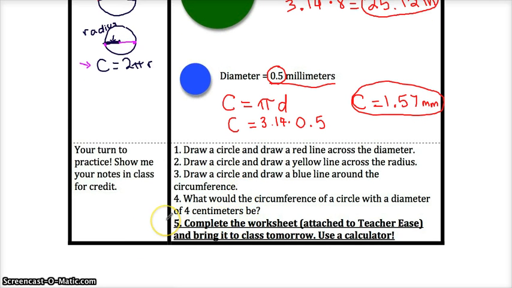And then lastly, I want you to complete the worksheet that is on Teacher Ease and bring it to class tomorrow. Please feel free to use a calculator if you need to. That's totally okay. Don't forget to be careful with your decimals as you type into your calculator. So complete that worksheet. It's going to be on Teacher Ease, and I'll also throw it up on my website for you. And bring both these notes and that worksheet to class tomorrow.